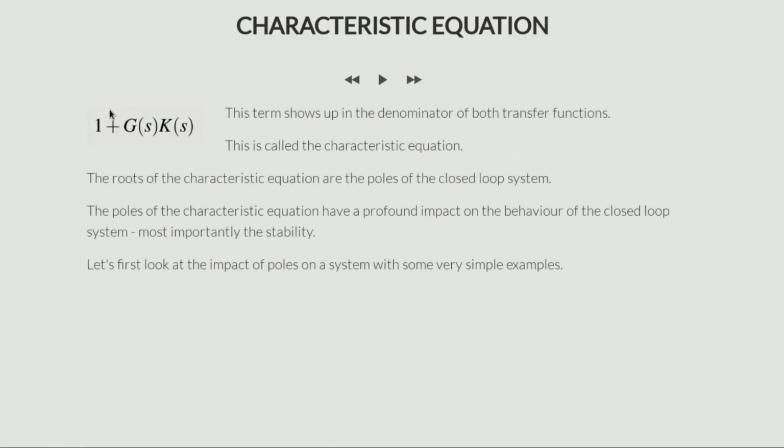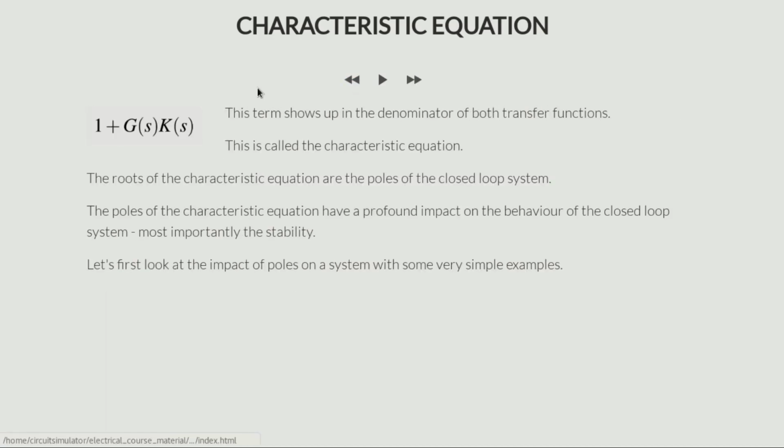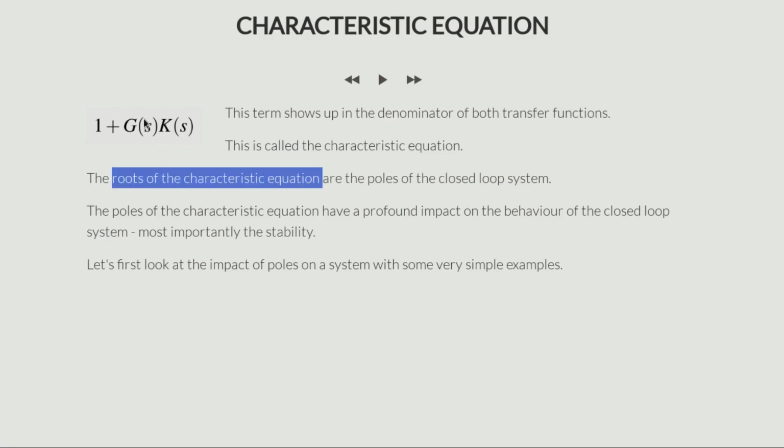Now, if you notice this term 1 plus G_F(s) K(s), this appears in both of them. This term that shows up in the denominator has a very special name. It's called the characteristic equation. This characteristic equation has a huge impact on the behavior of the system. And the roots of this characteristic equation, that means the values of s for which it becomes 0, that is usually the root of any polynomial. The root of a polynomial in a variable is the value of the variable at which it becomes 0.